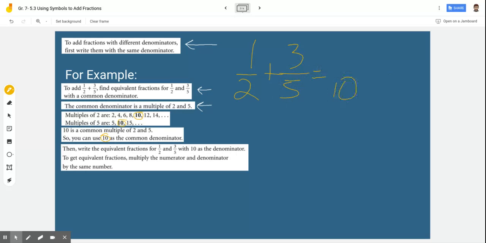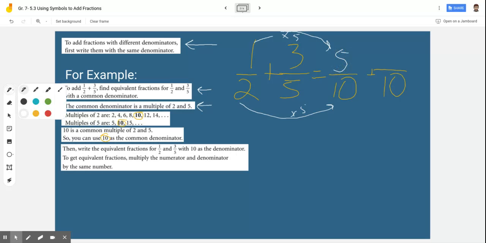Since I have a common denominator of 10, whatever I multiplied the denominator by to get 10, I have to multiply the numerator by as well, which is 5. And I would get 5/10. The same thing occurs with this denominator. What did I multiply 5 by to get 10? Well, I multiplied it by 2, so I would have to multiply the numerator by 2 as well, and I would get 6/10.